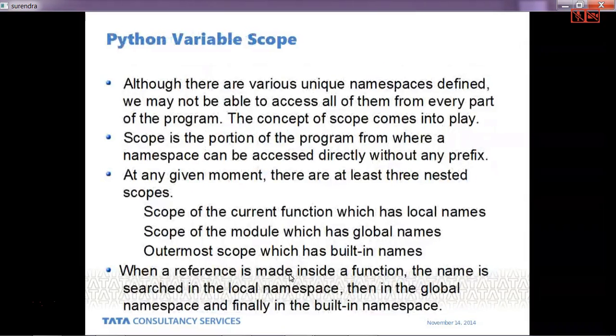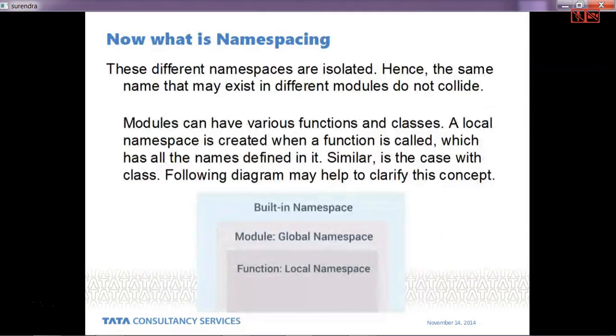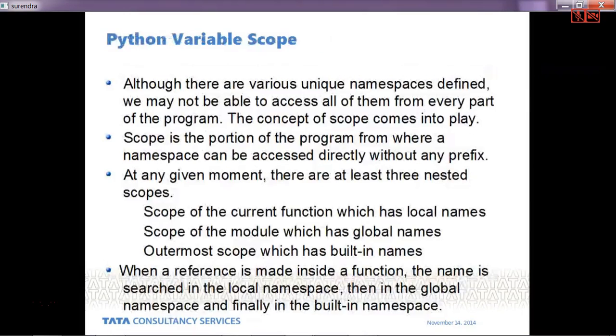So, Python variable scope. Now we'll see what the Python variable scope is and how we need to use it. Although there are various unique namespaces defined, we may not be able to access all of them from every part of the program. The concept of a scope comes into play. You might have seen global variables and local variables.